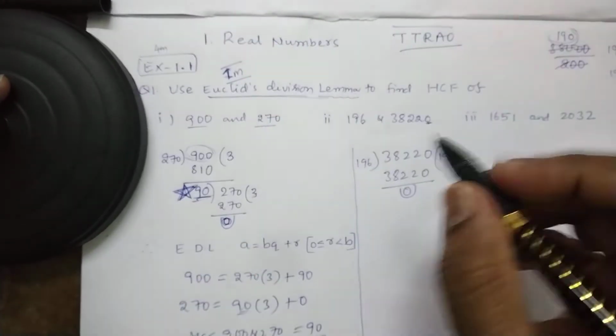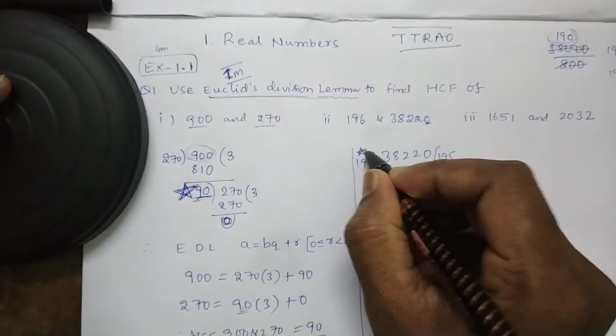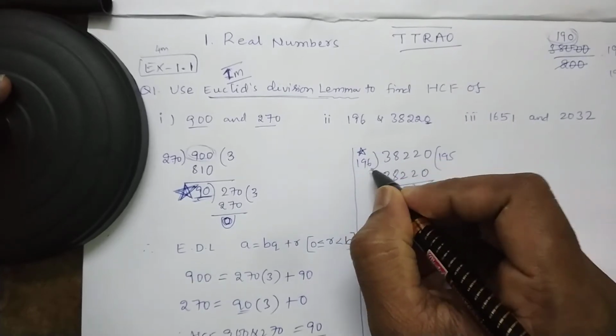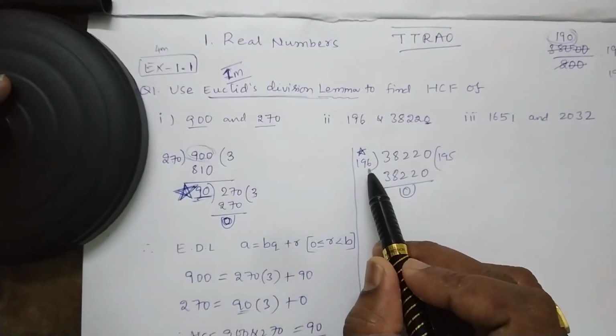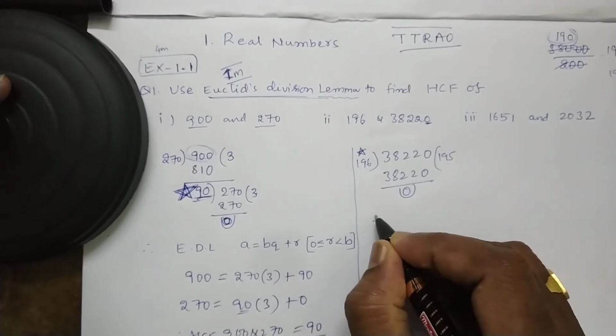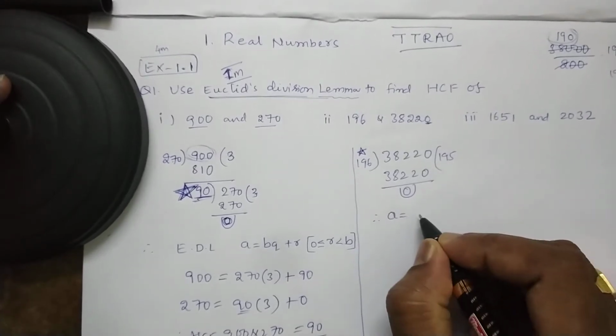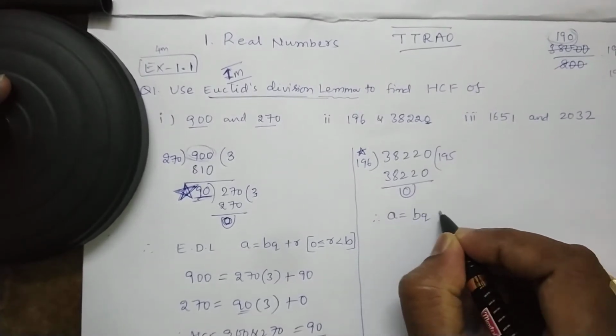So in one step only we reach remainder 0. Give the star mark for the divisor. This is the main answer of the given question. Therefore, now let us write the Euclid division lemma. A is equal to BQ plus R.